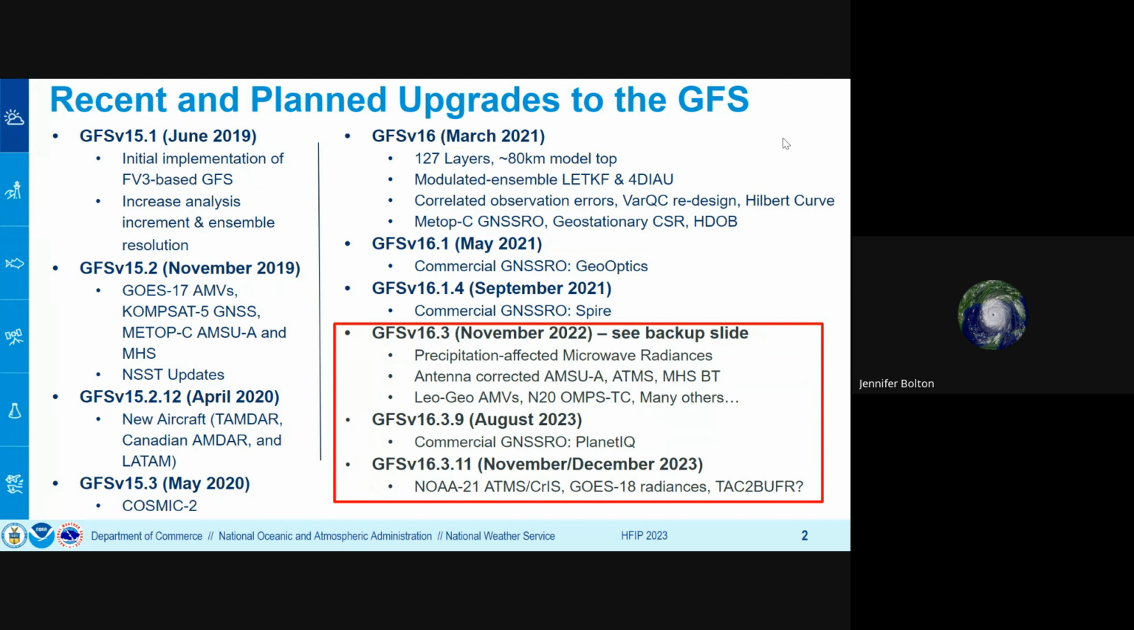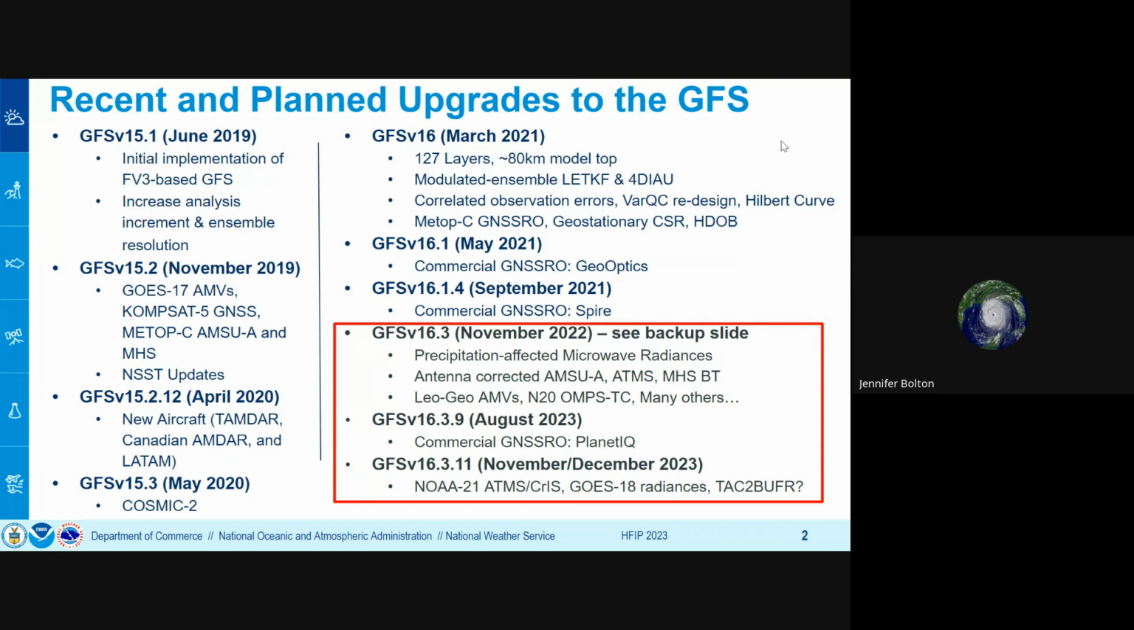I have some backup slides. We had a major observation upgrade about a year ago. That's of particular relevance to the tropical cyclone problem because we expanded our all-sky microwave data assimilation to include precipitation-affected radiances. This is a pretty significant leap in the data assimilation community. We're not done yet. It has its flaws. We have some additional work coming as part of V17 to enhance this even further. But if you're interested, I have some details about this in the backup slides.